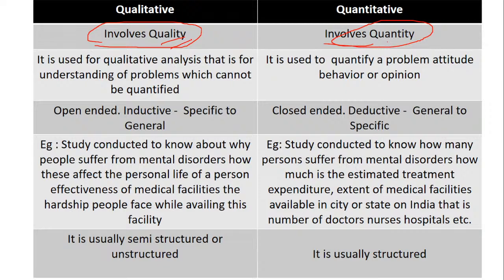So when I use the word qualitative research, it is used for qualitative analysis, that is understanding of problems which cannot be quantified. Means you can't count them in numbers. Take an example like emotions, then sentiments. If you are doing research to understand the emotion level or sentiments, those things will be considered under qualitative research. Whereas quantitative research is used to quantify a problem or attitude or behavior or opinion. Quantify, like with what number, with what quantity.